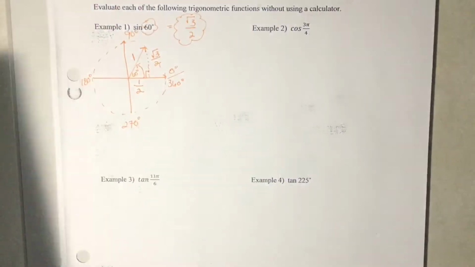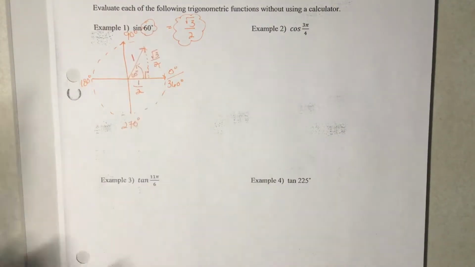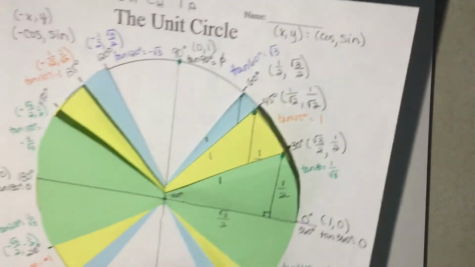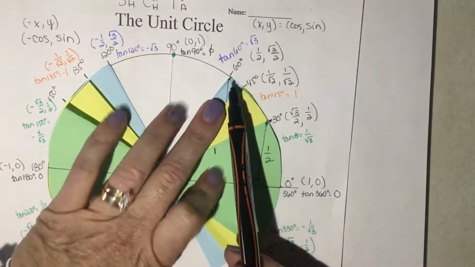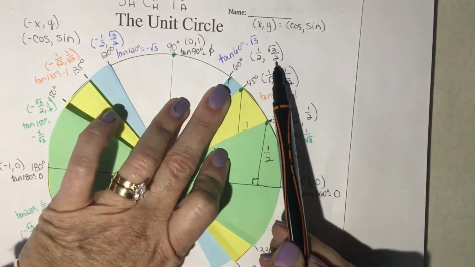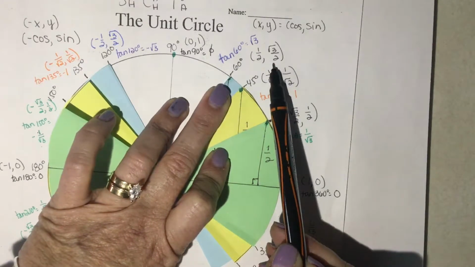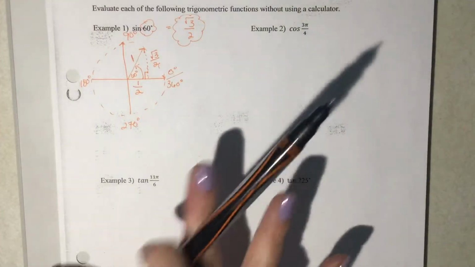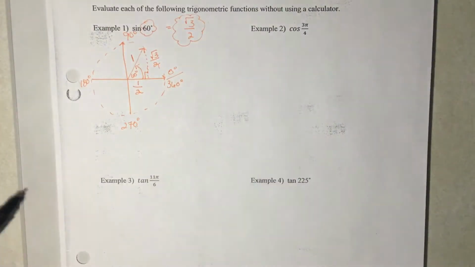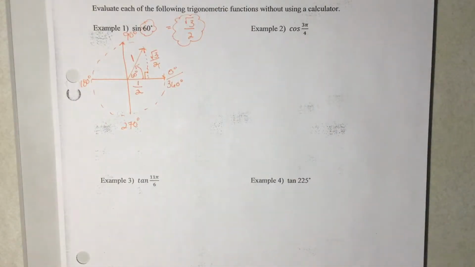Now, that is finding the sine of 60, finding the exact value without using your unit circle. So by using your unit circle, I locate 60, sine is my y value, and sure enough, I did it correctly, square root of 3 over 2. So what we have here is finding the same values that we did on our unit circle without utilizing our unit circle.